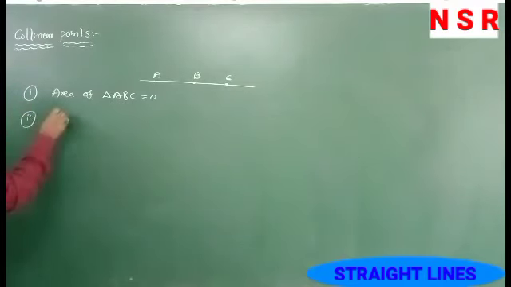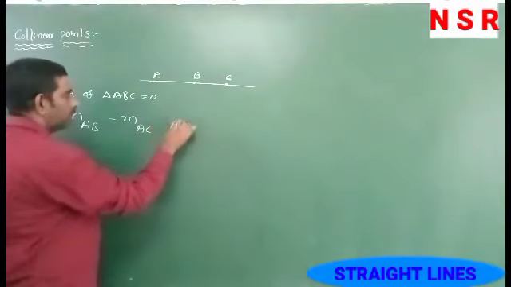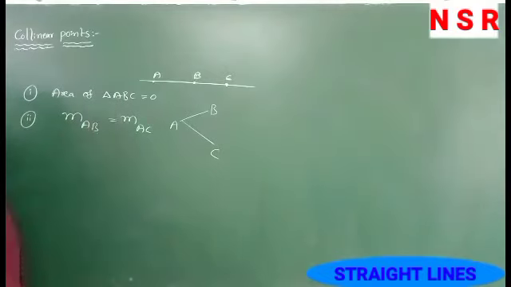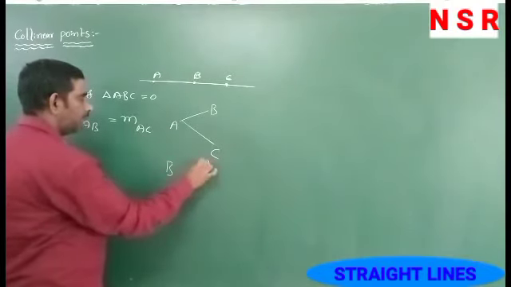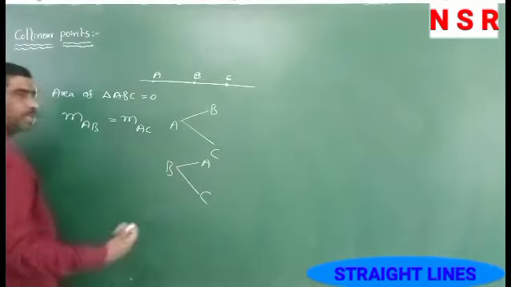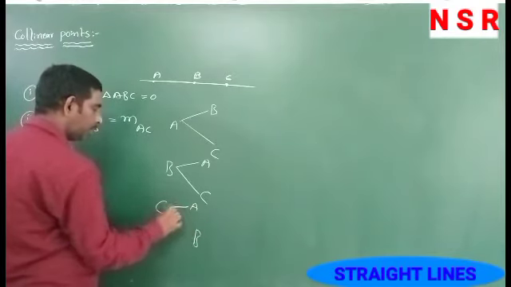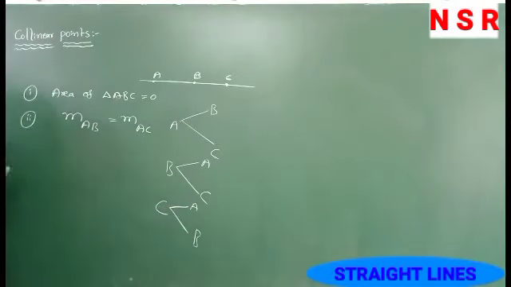Next, the second one: if slope of AB is equal to slope of AC. Suppose we consider here ABC. If slope of AB equals slope of AC, then the given points are collinear. Suppose we consider B, taking A and C: slope of AB equal to slope of BC is also the same. If we consider C, taking A and B, slope of CA equal to slope of CB is also correct. So if slope of AB is equal to slope of AC, then the given points are collinear points.